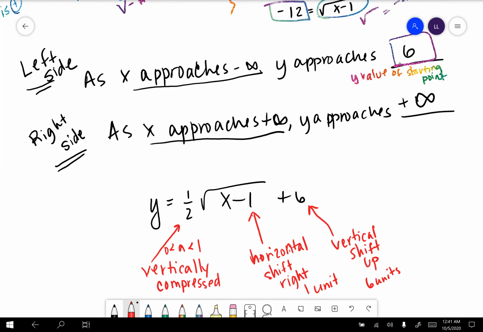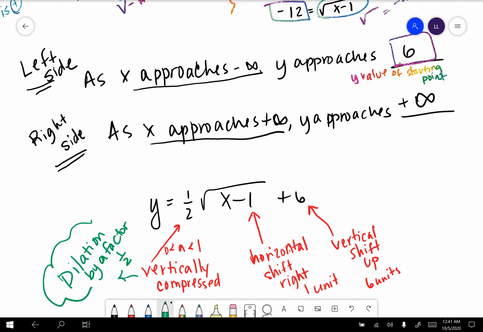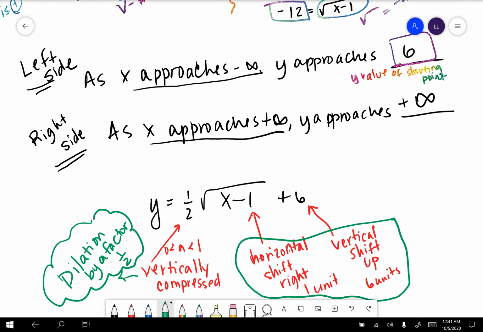Now, the other part of this is comparing it to what happened in unit 1. So a vertical compression is a dilation. So this is a dilation by a factor of 1/2. And these two are translations. And if I were to write a function notation for it, it'll be T(1,6), like that. It's a translation. So now we have answered all the questions.